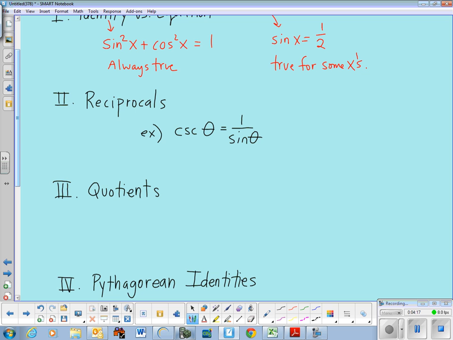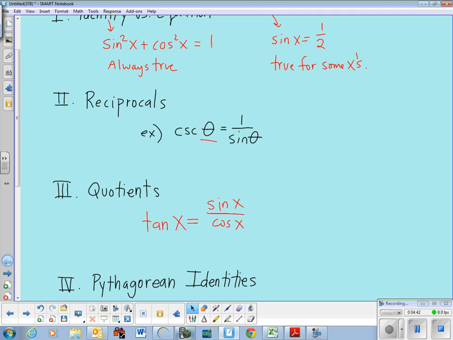All right, tangent x. It doesn't really matter what variable. Don't get caught up on this theta. You know, that's a variable just like x. We usually use x when we start talking about angles and trig. Sometimes we call it theta. Doesn't matter, it's just a variable. Tangent is sine over cosine. Always true, no matter what.